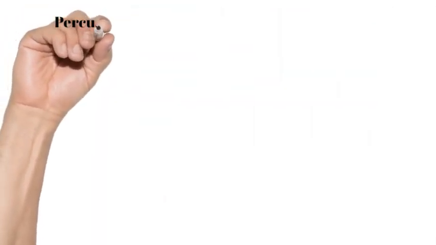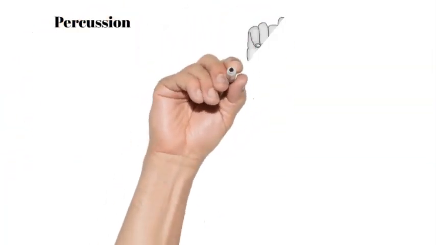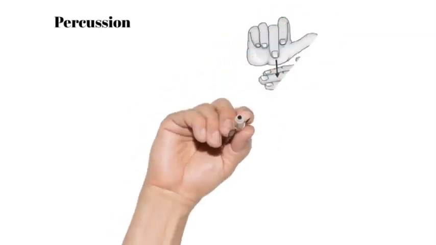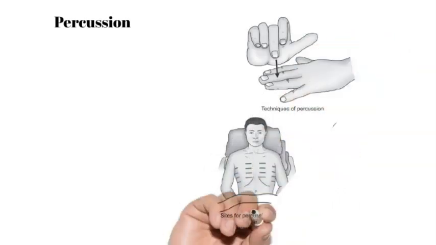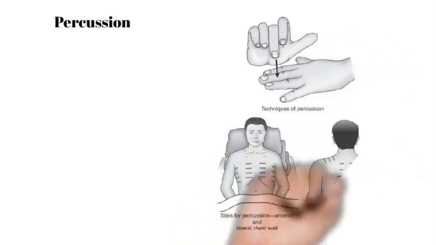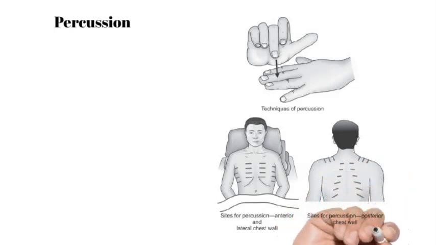Percussion. During percussion, you will tap on the chest to evaluate the density of underlying tissues. Percussion is a technique used during a thorax and lung assessment to assess the density of underlying structures by tapping on the chest with the fingers. When percussing the thorax, healthcare providers listen for specific sounds and note their location to detect any abnormalities.